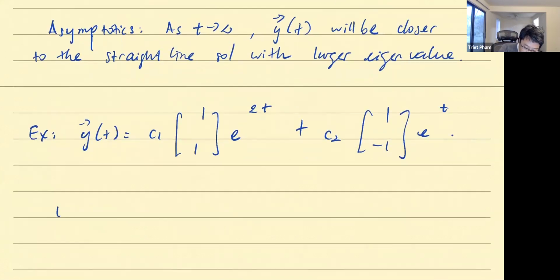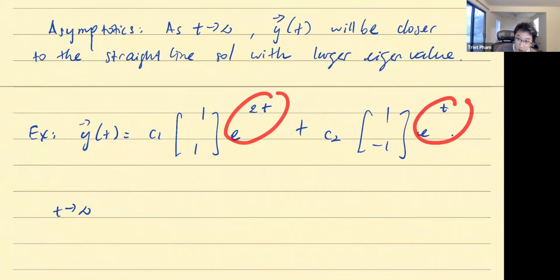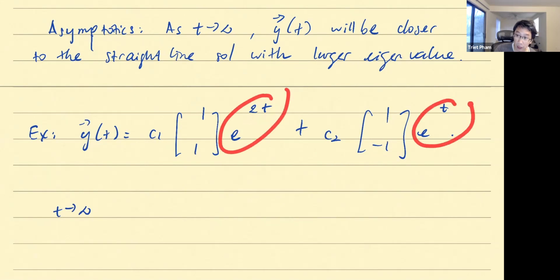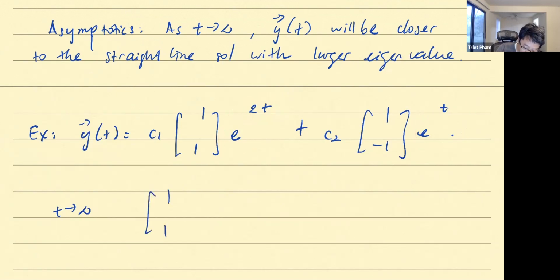So as t goes to infinity, you see that both of these go to infinity. But with the exponential, just a slight difference in the exponential can dominate the other terms completely. In other words, the term c1 e^(2t) dominates the term c2 e^t.